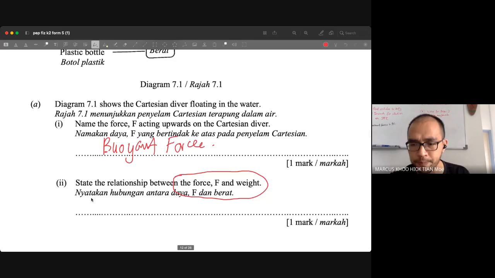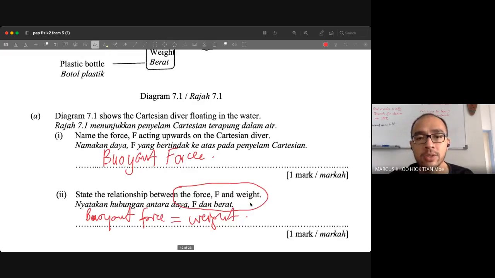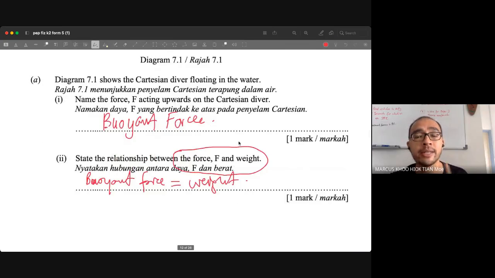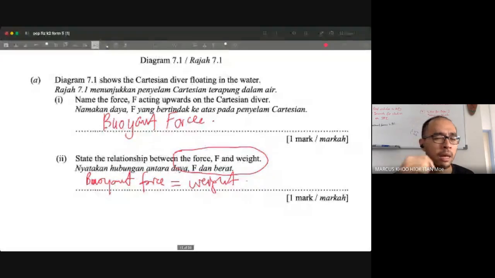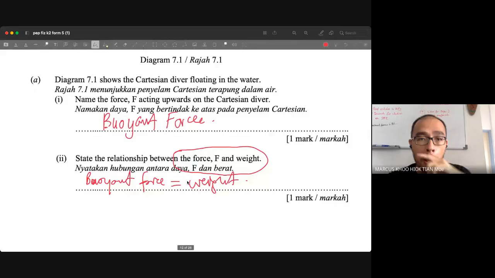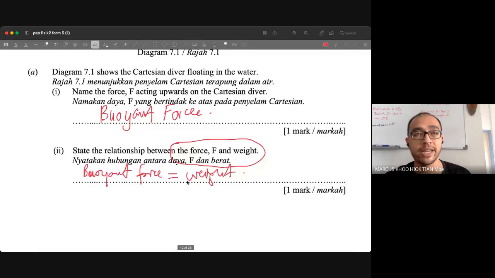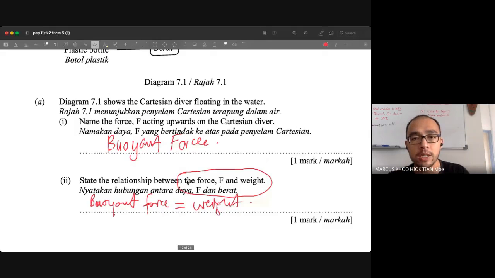The answer is buoyant force equals to the weight. Inilah hubungannya. Very very very important. I need to stress this because ini soalan yang selalu kena tanya dan selalu orang kena trick. Excuse me. Please be very careful with this question. Ramai, I think like 90% of you answered the bigger the buoyant force, the bigger the weight, or the bigger the weight, the bigger the buoyant force. No, buoyant force is equal to the weight. Why? Because of this word floating.